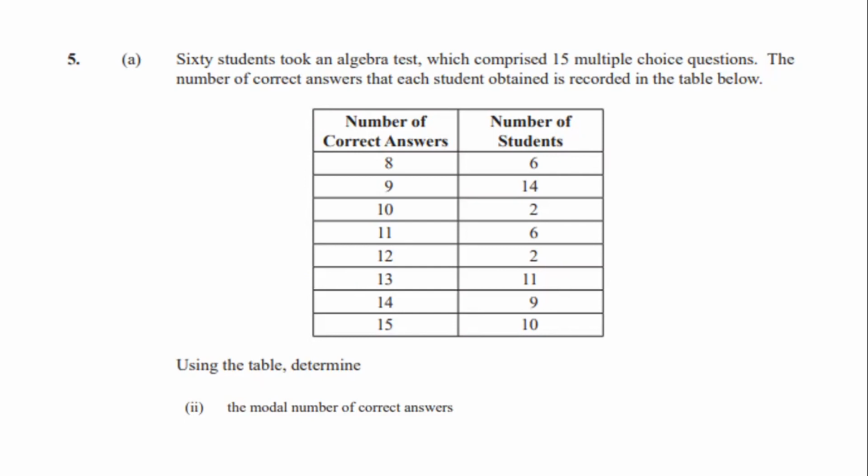and that would be 9, since 9 corresponds with the highest number of students, which is 14. So therefore, the modal number of correct answers is 9. So 9 occurs the most in all of this.